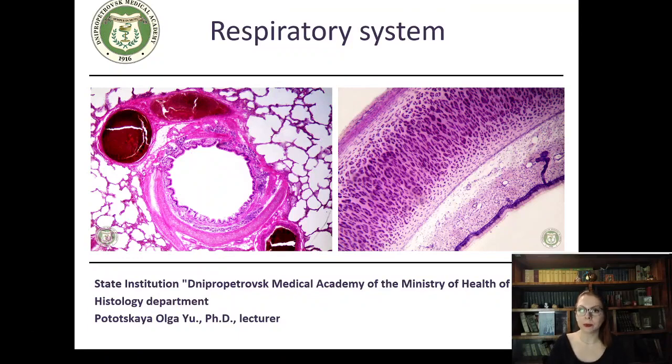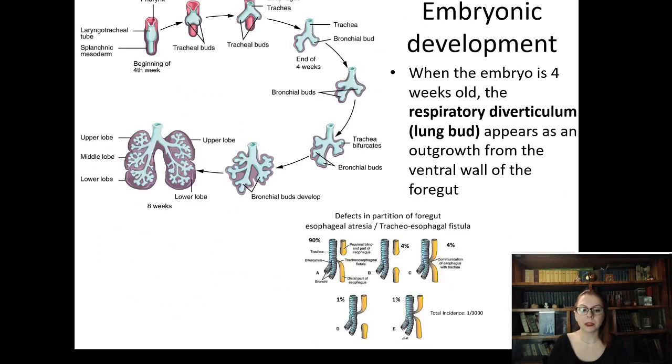Today we have the topic respiratory system, and it is better to start its discussion directly from its embryonic development, because almost all organs of the respiratory system derive from the esophagus, from the hindgut, from the endoderm. And as you can see, at the end of the 4th week, the so-called lung diverticulum is formed in the esophagus. And by future growth, it gives rise to the trachea and bronchial tree up to alveoli.